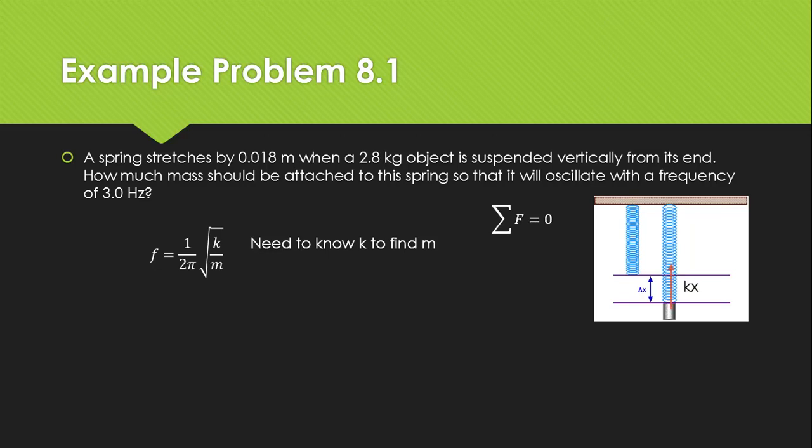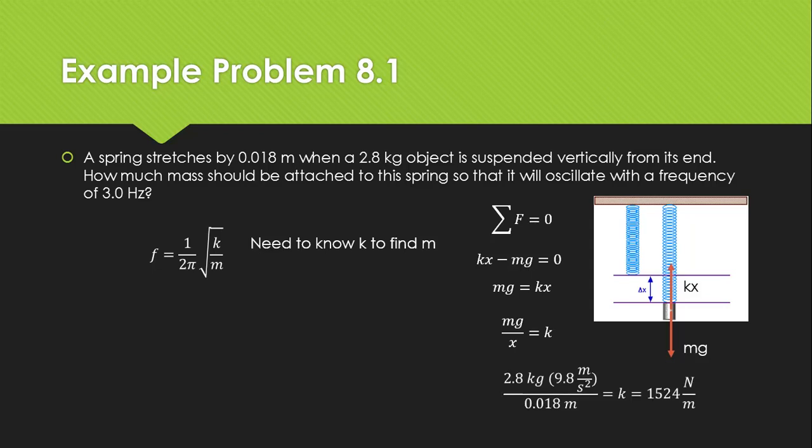Sum of forces equals 0: kx minus mg. So if this is true, then kx minus mg must be 0 if a 2.8 kilogram object stretched the spring 0.018 meters. So I can actually solve it for k. mg equals kx, k equals mg divided by x, so k must be 1524 newtons per meter for this spring.